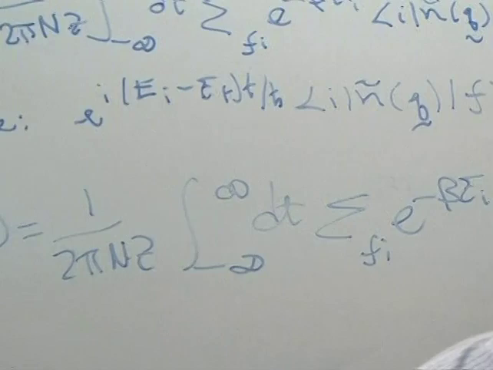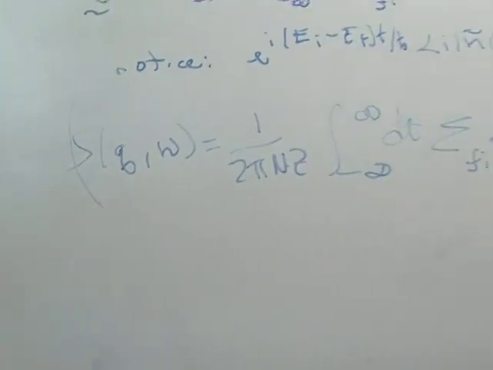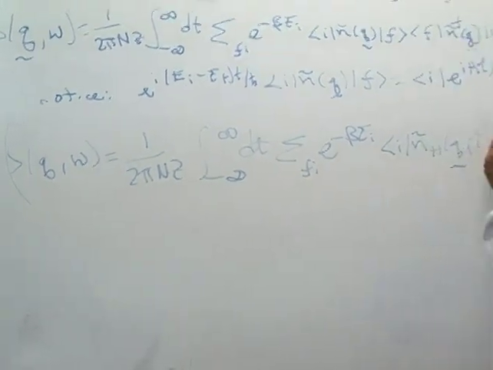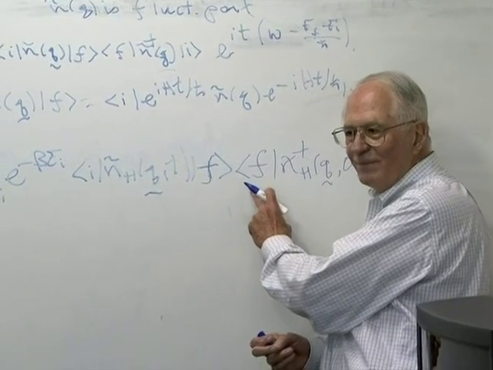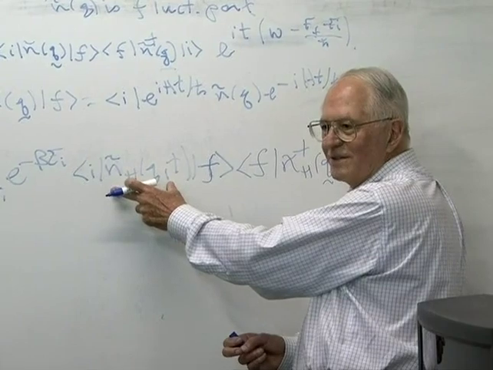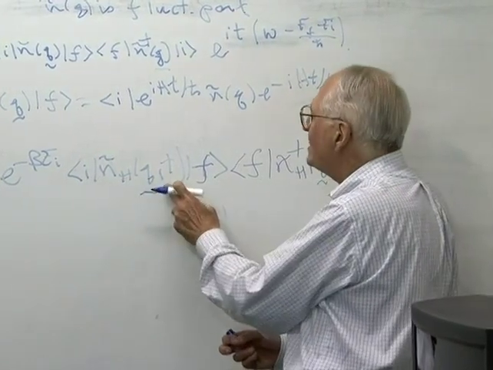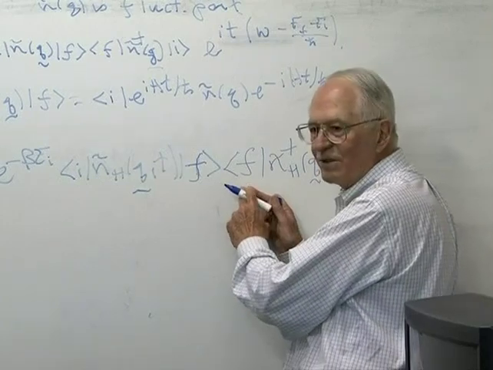Right. And now, the magic of going to these Heisenberg operators is that the only f dependence is here. So once again, I can use completeness. And f has disappeared in the time dependence of this. So the fact that this is a time-dependent Heisenberg operator means I can eliminate this sum over f just by using completeness.